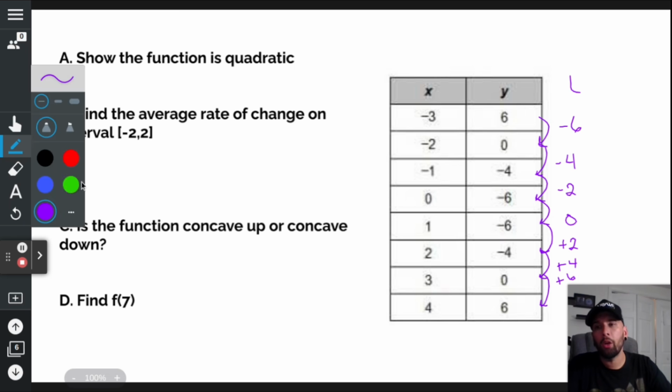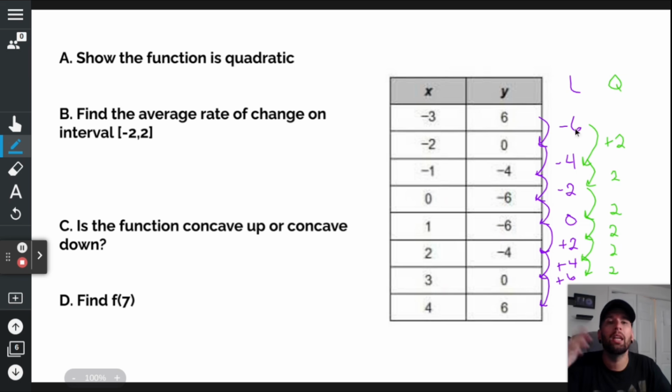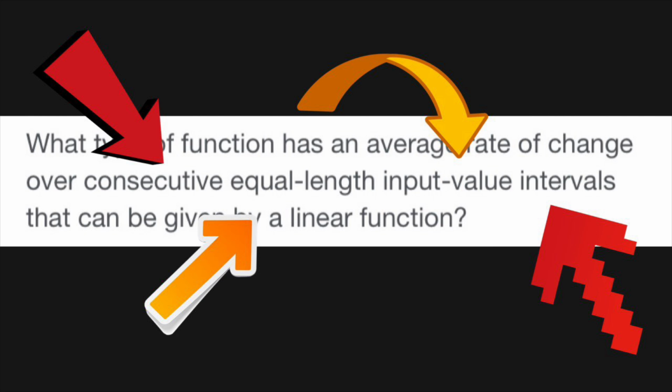So when we test out its quadraticness, which is a word, we're going to be like, okay, well, let's do it again. Let's add 2. Add 2 again. Add 2 again. Add 2, add 2. It is quadratic. And the way you would explain that on an open-ended problem is you would say that this is quadratic because the rate of change of the function over equal interval consecutive input values is 2.